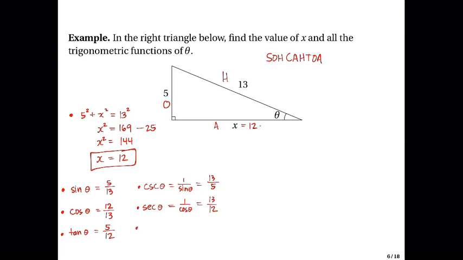And then for tangent theta, we have the cotangent. Okay, the reciprocal of 1 over tangent. So cotangent theta, it's the reciprocal of tangent. And the reciprocal of tangent theta is equal to 12 over 5. And these are the 6 values for the trigonometric functions of theta with this configuration.